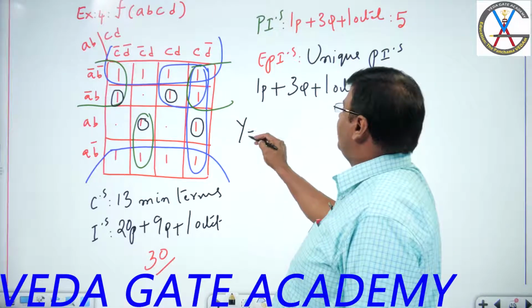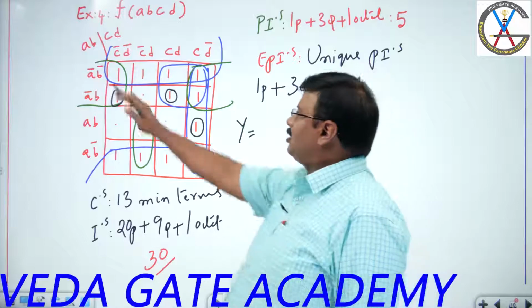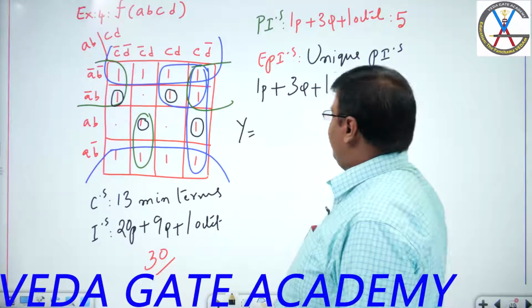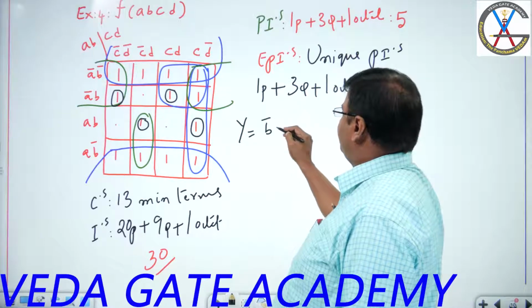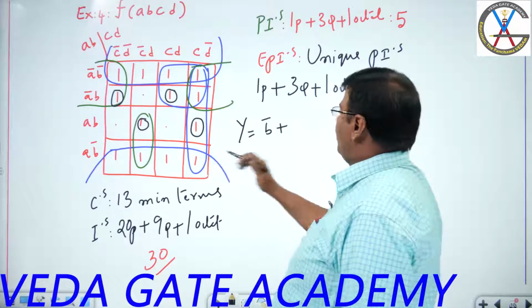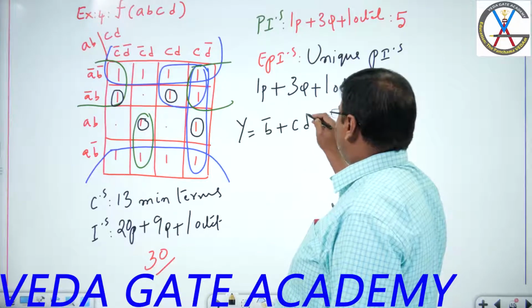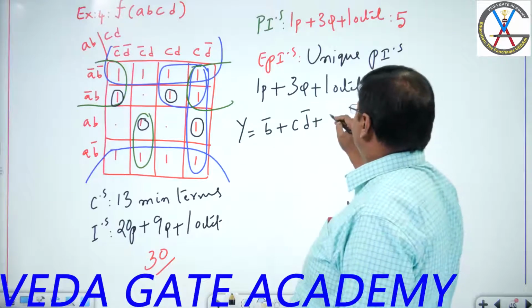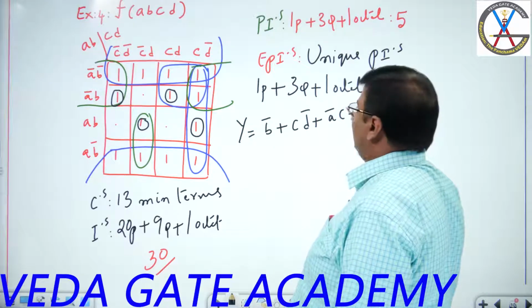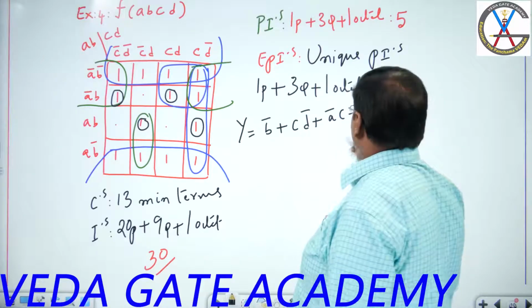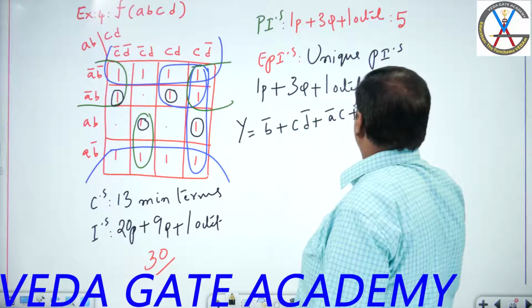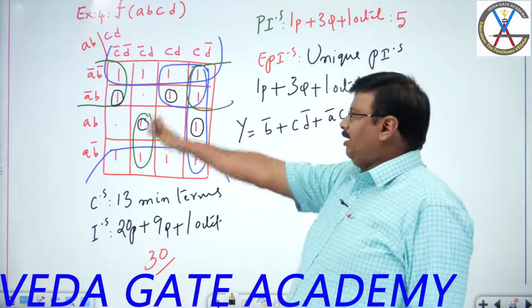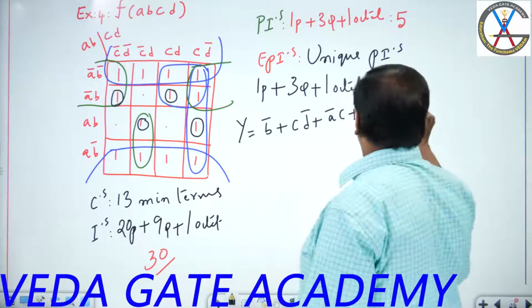Function Y is equal to the top and bottom octet, B bar, plus this one, CD bar quad, this quad, A bar C, and the left and right quad, A bar D bar, and a vertical pair here, A C bar D.